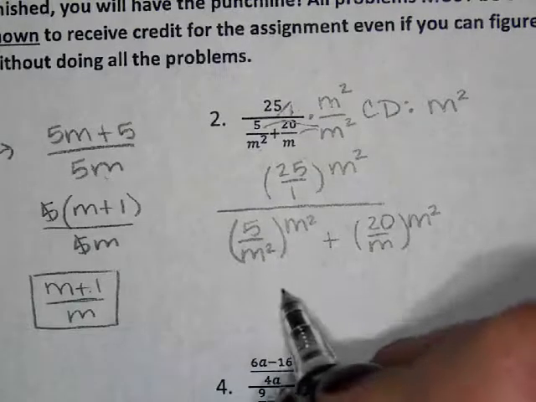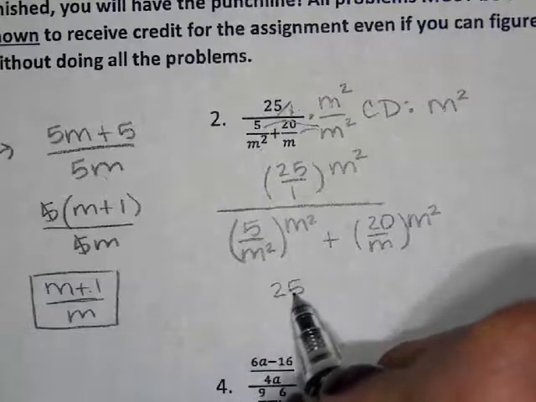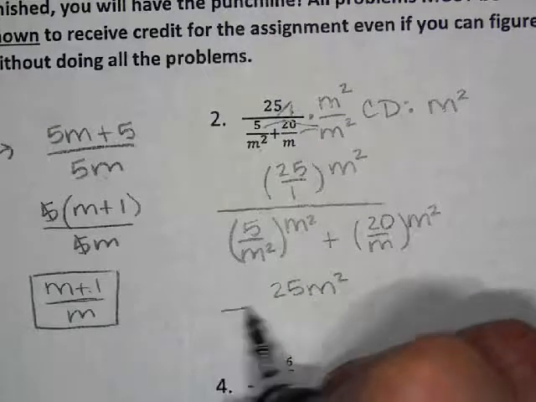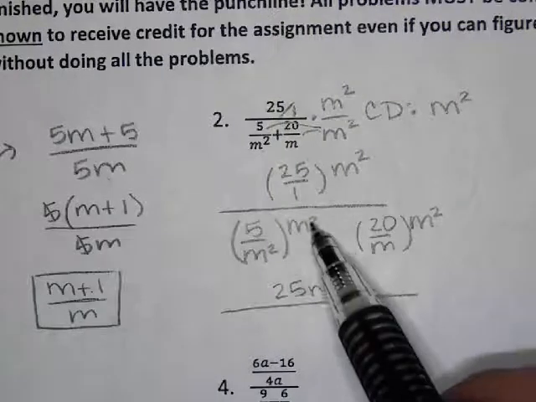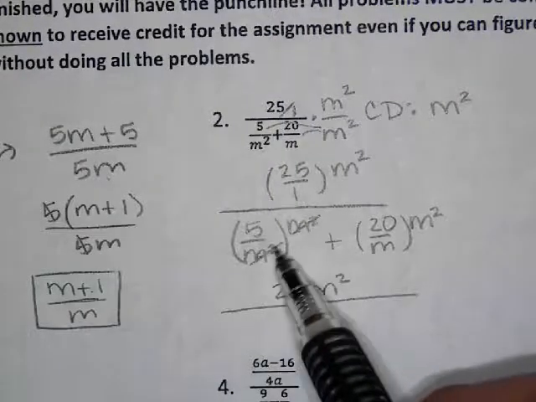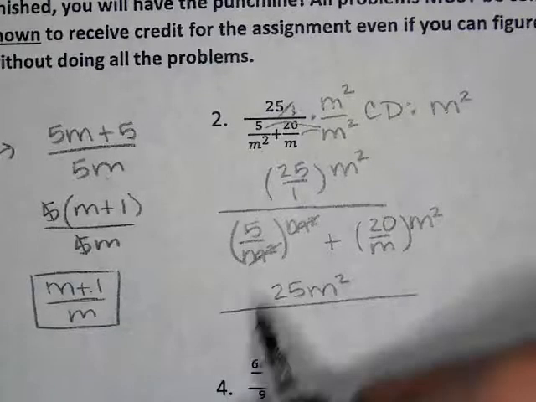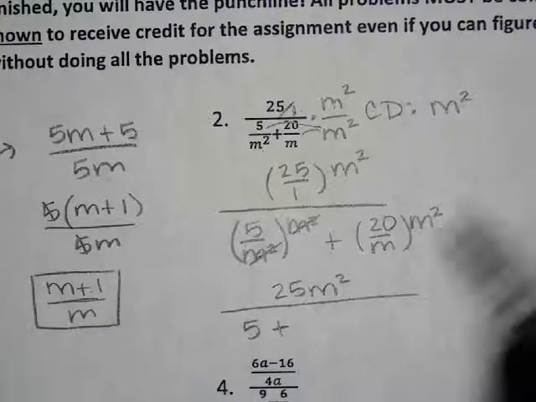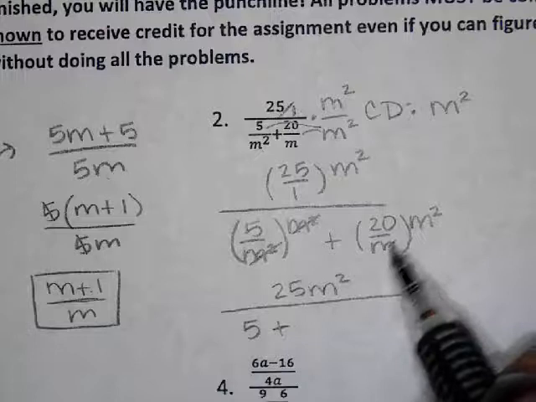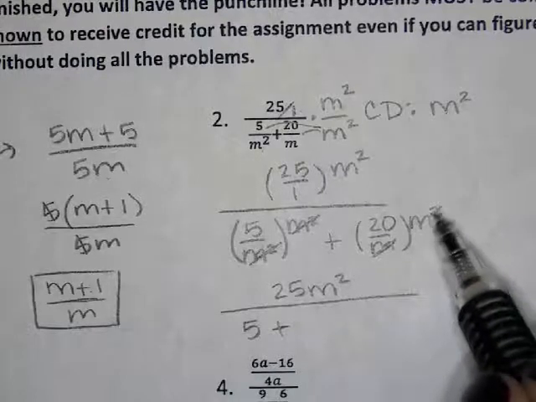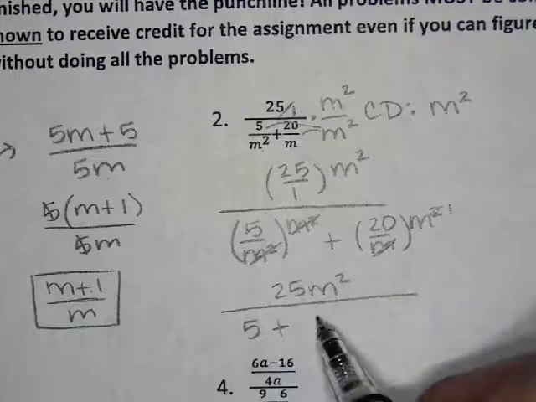25 m squared. Okay. Okay, and then on the bottom, the m squareds cancel. So we have 5. And then 1m cancels with 1m, and it leaves 1 behind, so 5 plus 20m. Okay.